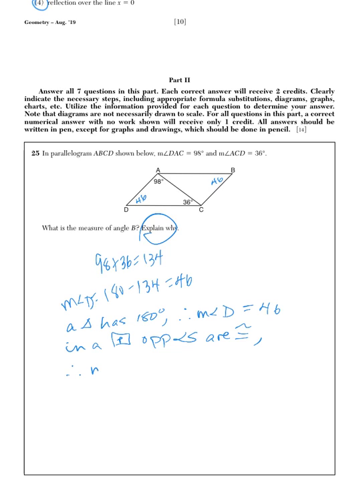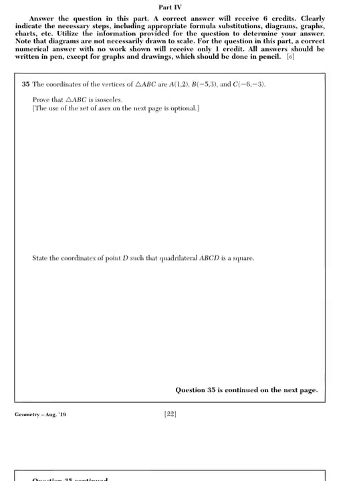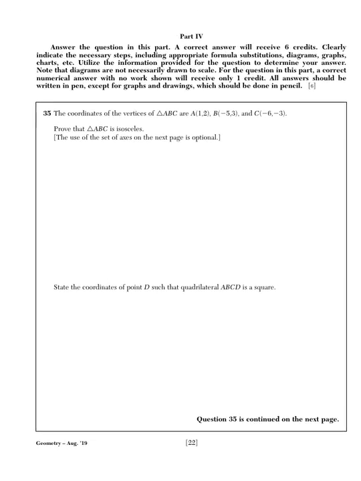Therefore, the measure of angle B is 46 degrees. That's enough of an explanation. You really don't need more than that. Okay, the last question on this topic is number 35. They're asking us to prove that triangle ABC is isosceles.